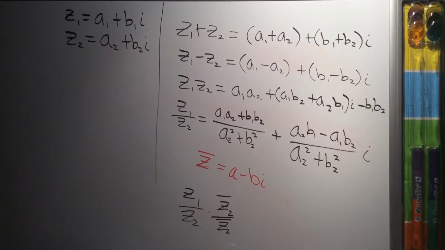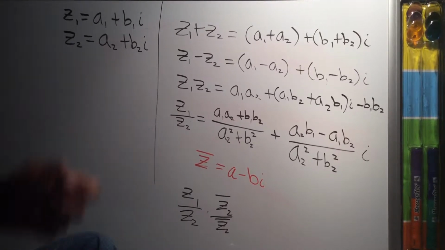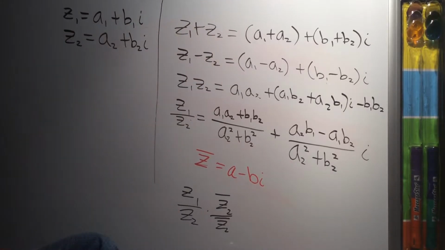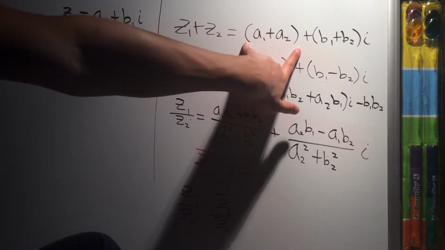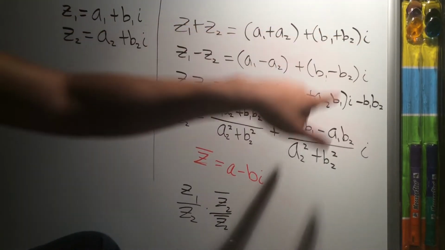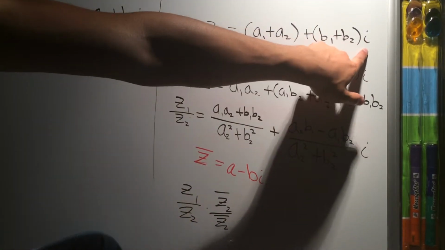So let's talk about arithmetic operations on complex numbers. Let's define z1 as a1 plus b1i, z2 as a2 plus b2i. Now, addition of z1 and z2: we take the a components and sum them together, and then we have b1 plus b2, the components summed together, multiplied by i.